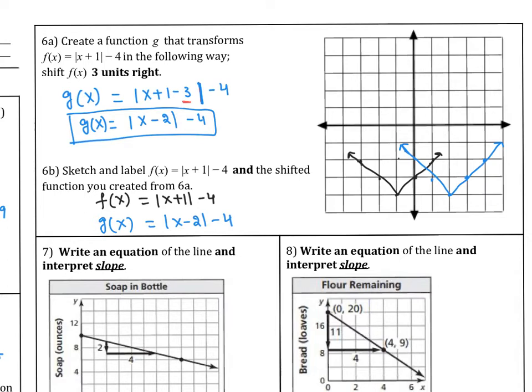In 6b, you're going to graph f(x) and g(x). To graph f(x), you're going to move 1 unit to the left and 4 units down. So 1, 2, 3, 4. And then you're going to go up 1 over 1 to get the graph of f(x). Now for g(x), you're going to move 2 units to the right, because negative 2 means 2 units right, 4 units down, 1, 2, 3, 4, and 1 up, 1 over, and you're going to get the graph for g(x).